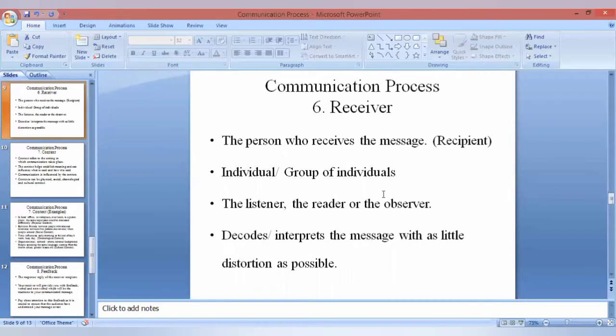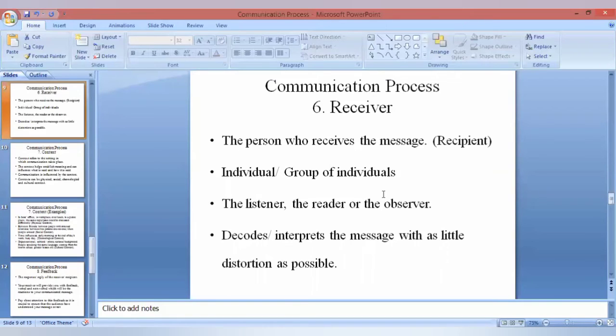Now, the sixth component of the communication process is the receiver or recipient. The receiver can be a reader as well as a listener, an audience. A receiver can be a single individual, and a receiver can be a group of individuals. So a receiver is the person who receives the message. The receiver is also called the recipient, and it is the receiver who decodes the message. A receiver could also be a group of individuals.